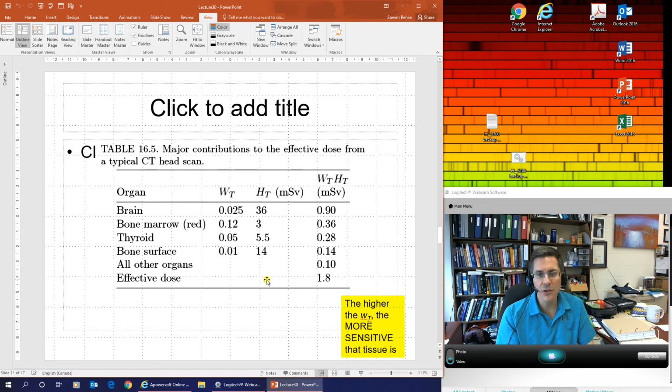So this is a little confusing, but I think you can make it make some sense to yourself, because the smaller that number is, that's the thing that is multiplied by the dose.